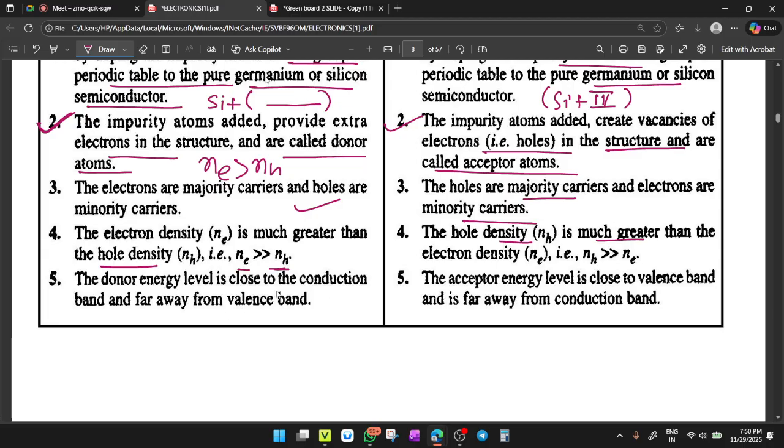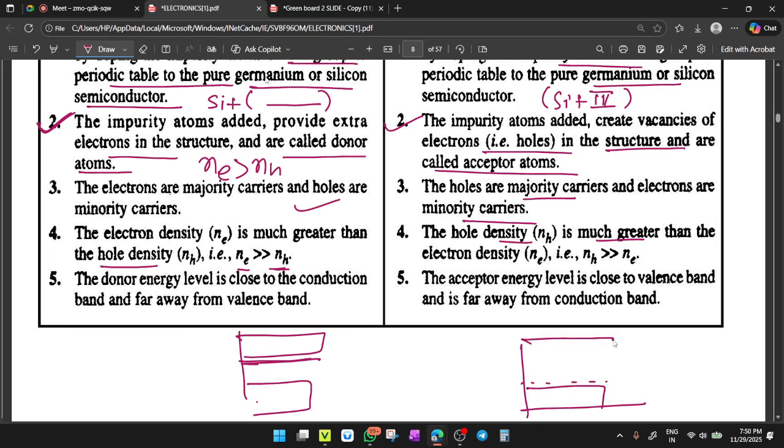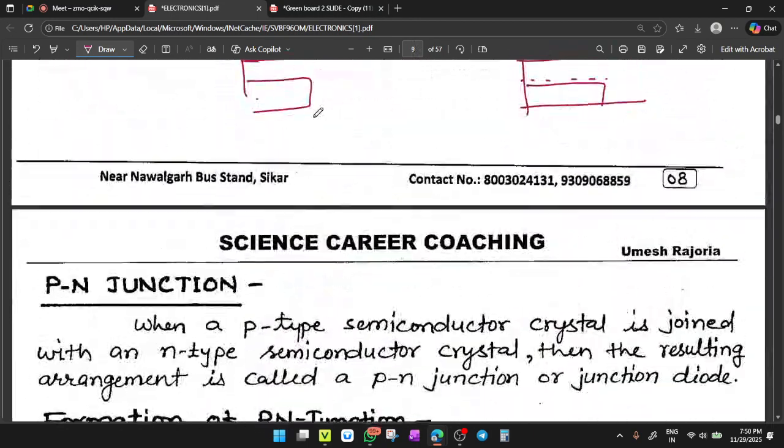The donor energy level is close to the conduction band and far away from the valence band here. The acceptor energy level is close to the valence band. Here a new level is created, that is the acceptor energy level, and that is far away from the conduction band. Fine, all the differences are clear.